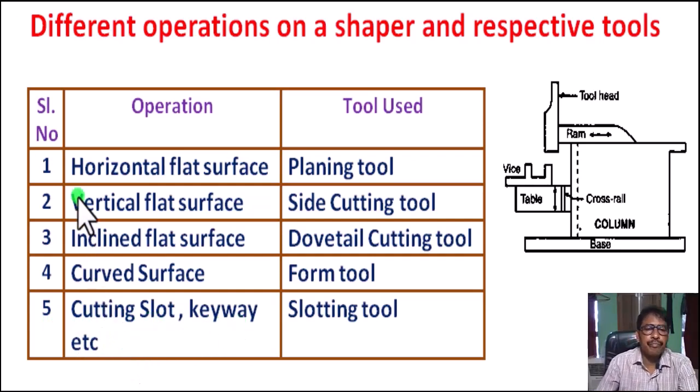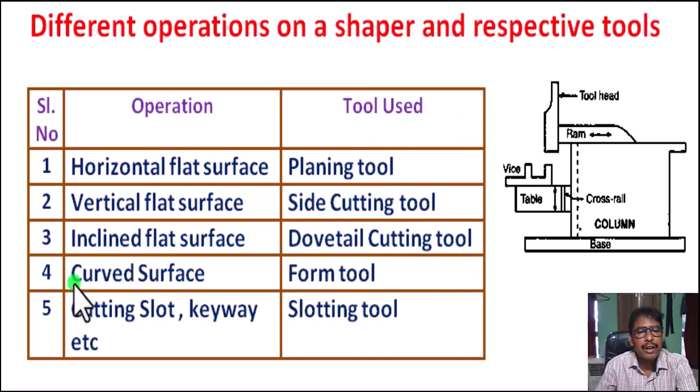Now, for horizontal flat surface, the tool used is a planing tool. For vertical flat surface, the tool used is a side cutting tool. For inclined flat surface, the tool used is a dovetail cutting tool.